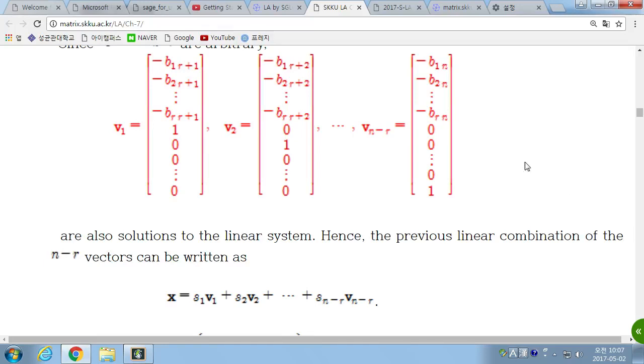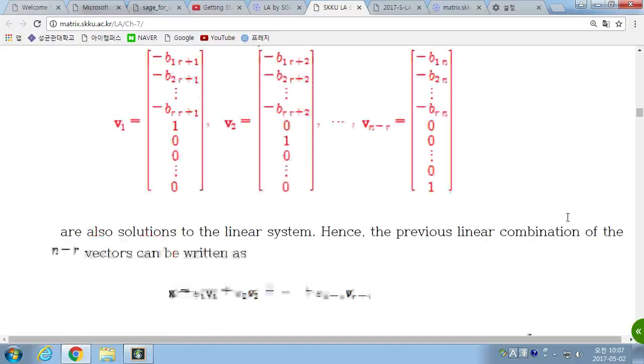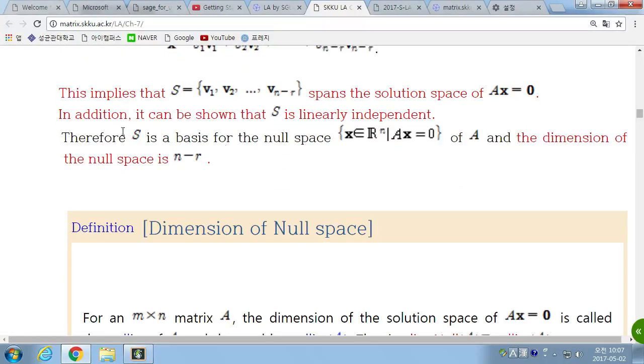Asan, do you understand why they are linearly independent? Yeah, you can observe the bottom part of this. None of the vectors can be written as a linear combination of the others. Okay? So they are linearly independent and they span all the solutions. It generates all the solutions, so it forms a basis for the solution space. So this spans the solution space, and yeah, it's linearly independent. So S is a basis for the null space.